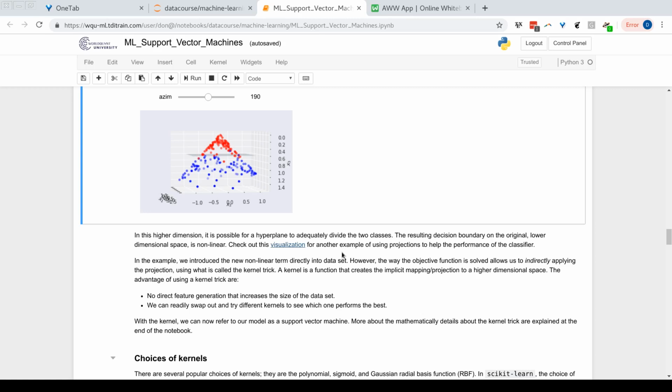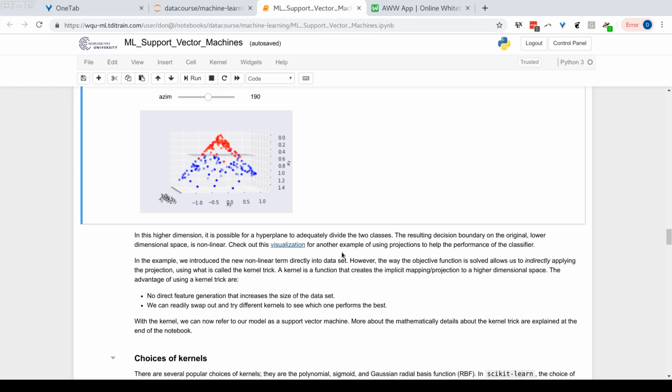The kernel trick is going to use a kernel, which is a function that creates the implicit mapping projection to the higher dimensional space. So in other words, by using the kernel trick in the governing equations, we don't have to directly apply the feature generation. And that's nice because we don't have to increase the size of our data set, increase the number of columns. Additionally, since we're using this kernel, we can easily swap out one kernel over the other.